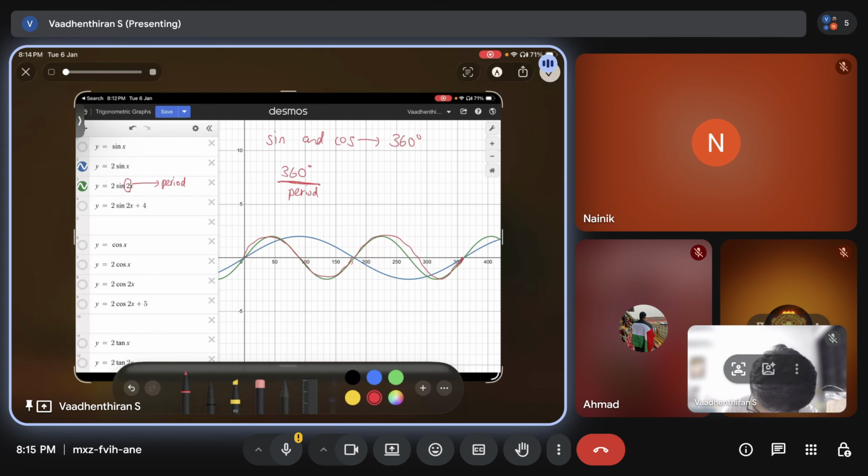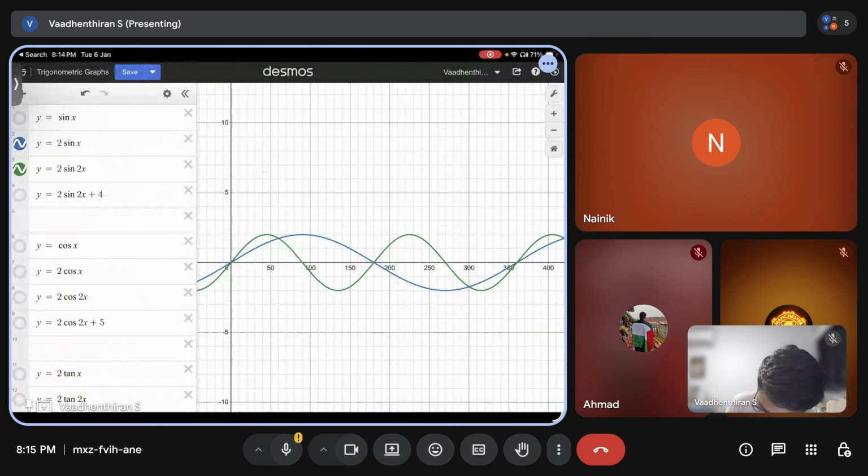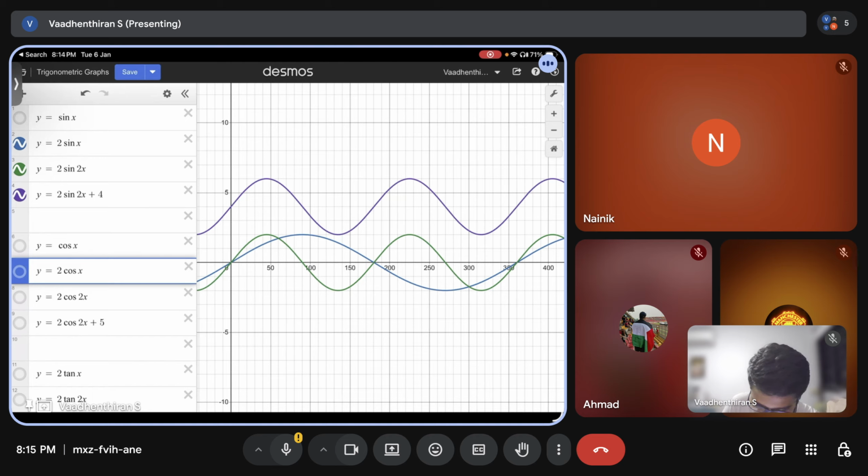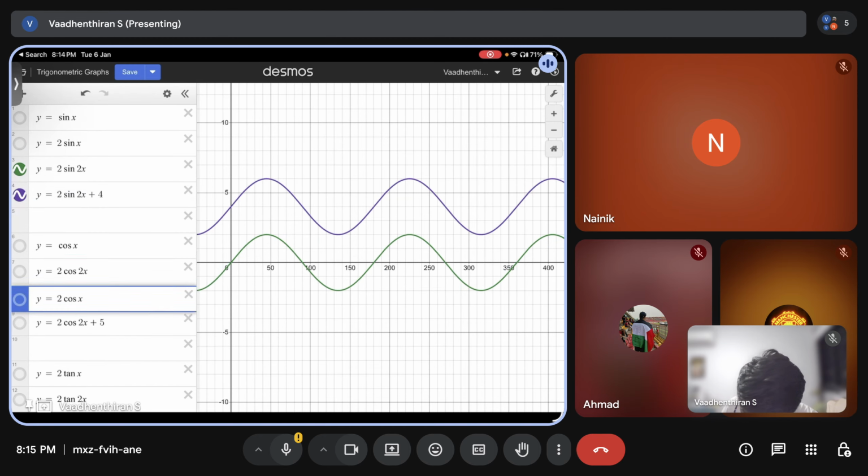Okay, so now the next one is this plus 4. What does this plus 4 indicate? This indicates basically the transition of the graph, so if it is transitioned up or transitioned down. If there is a plus after this, then it shows the upward direction, and if it's a minus, then it will be the downward direction. Here you can see that 2 sine 2x is this green graph, and purple is the 2 sine 2x plus 4. So it's moved up 4 units.